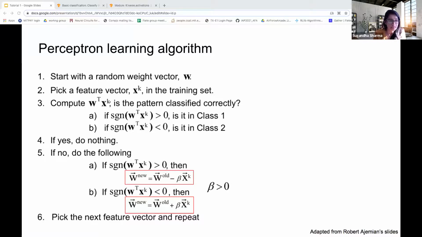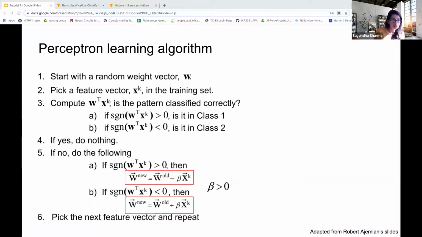So we pick one input in the training set and we compute W transpose X, which is the summation of input times the weights. And we see whether the network actually classifies this input correctly by passing it through the activation function. If the network gives us the result that is expected, so let's say this feature vector is supposed to be in class 1, and we see that signum of W transpose X is positive, then we don't have to do anything and we just keep the weights as they are. However, if this network classifies the input incorrectly, then we have to update the weights.